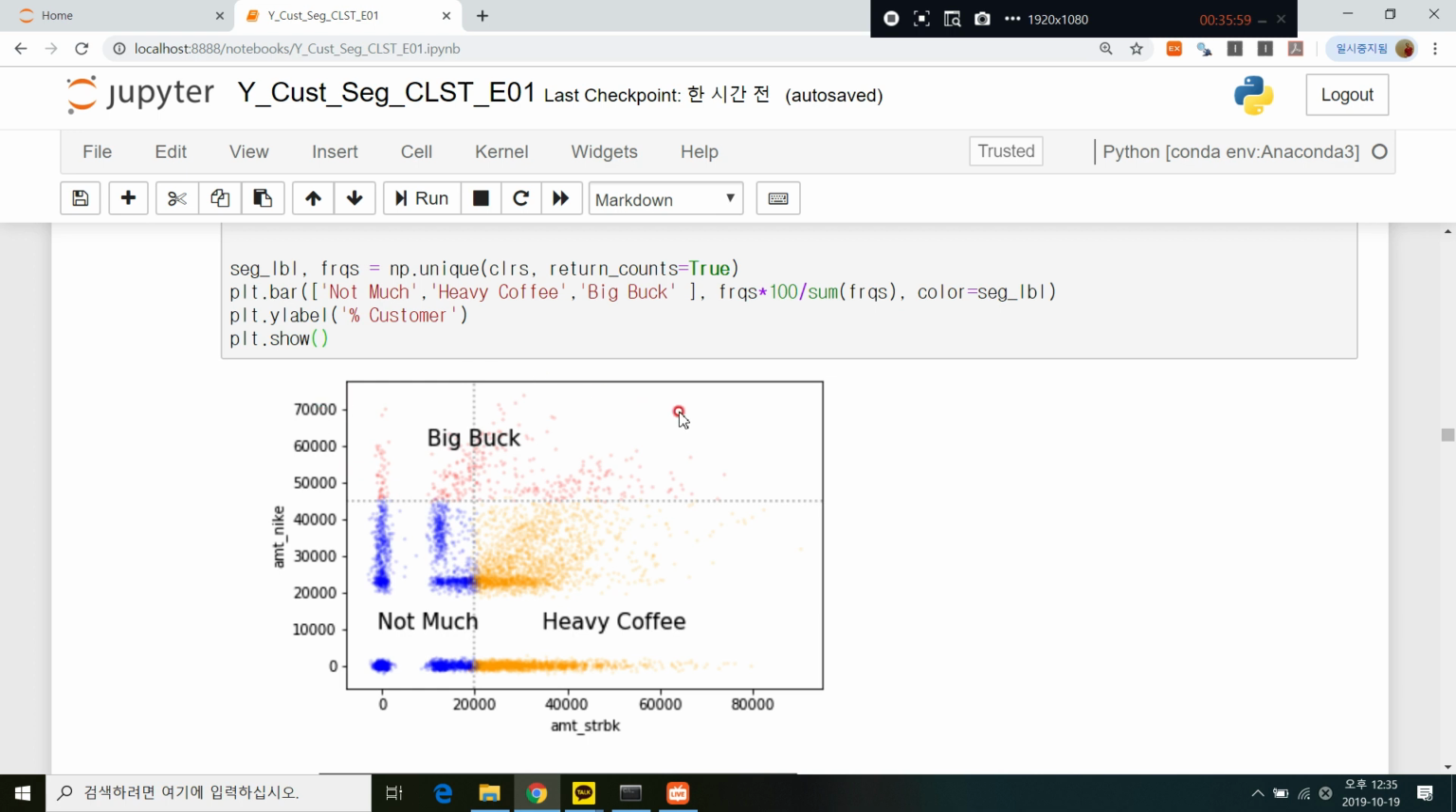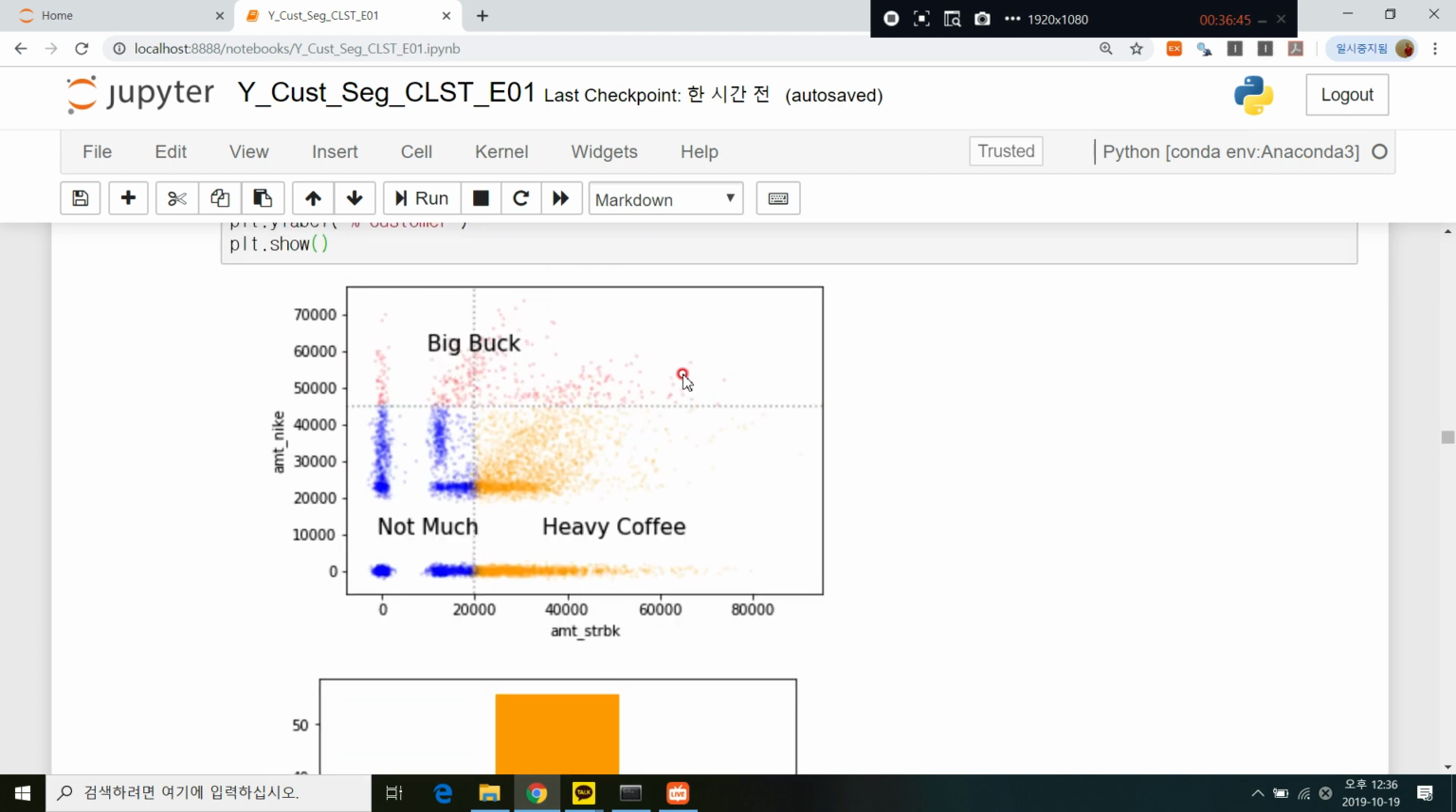So this is the big bug group. We named this group big bug, and we decided to call this group, colored in orange, the heavy coffee group, and the not much group, spending nothing in both dimensions. It's not that appropriate to call it nothing. Maybe I have to call it spending little or less in at least one of the dimensions. Then we may call this group the not much group.